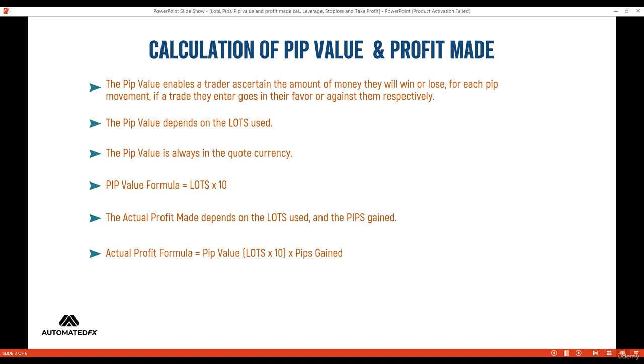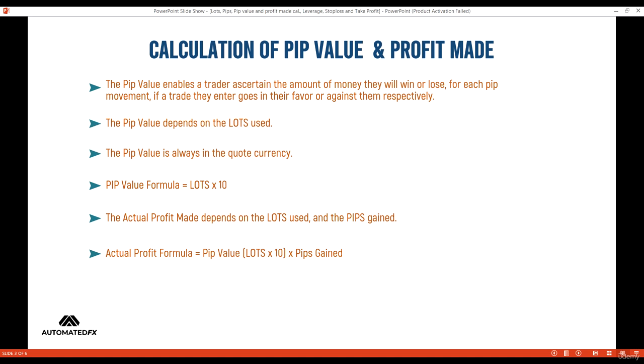We're going to learn how to calculate the pip value and how to calculate the profit we make from our trades. So what's the term pip value? What does it stand for? The pip value is what enables a trader to ascertain the amount of money they make or lose for each pip movement if a trade goes in their favor or against them respectively. The pip value depends on the lots used. Remember we have spoken about lots or lot size, and this pip value depends solely on the lot size the trader uses.